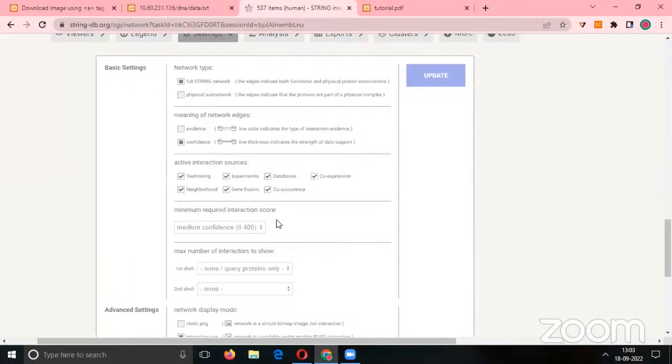One, two, three, four. In the fourth section, you see the minimum required interaction score. So change that to 0.7. 0.7 is considered a high confidence score. 0.9 is considered the highest confidence score. So now we have increased, I mean, we are putting a stricter requirement now. So the number of proteins may decrease. It is not necessary that it should decrease. It may decrease. Okay. We should not forget to click on this update button.